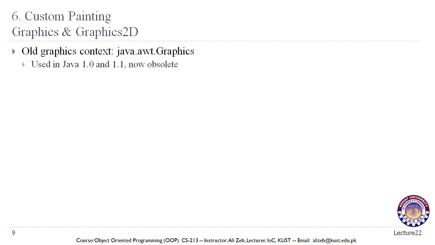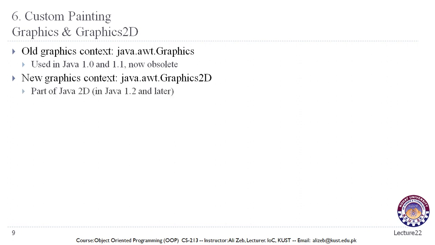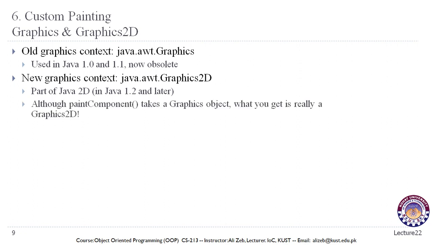We can also use the Graphics and Graphics2D classes for custom painting, and they provide us with a bunch of built-in methods that we can use to draw objects on our panels or frames. So we have the Graphics class, which is an older version from Java 1 and 1.1. We use Java Graphics2D, which is a newer graphics context, a newer class. Although paintComponent takes a Graphics object, what you get is really a Graphics2D object.